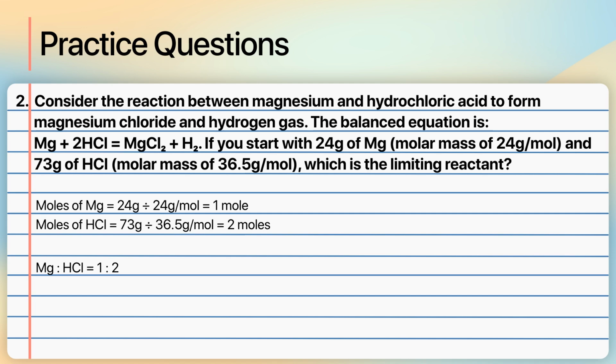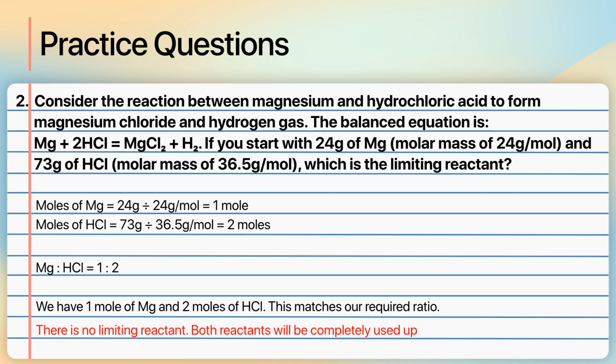Now we can compare the mole ratio with the available moles. You have 1 mole of magnesium and 2 moles of hydrochloric acid, which matches the required ratio. In this case, there is no limiting reactant because the reactants are in the exact ratio needed for the reaction. Both reactants will be completely used up.